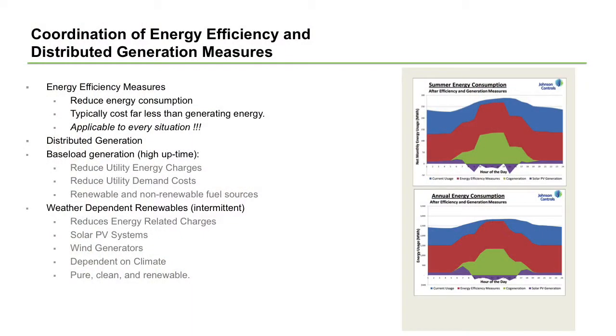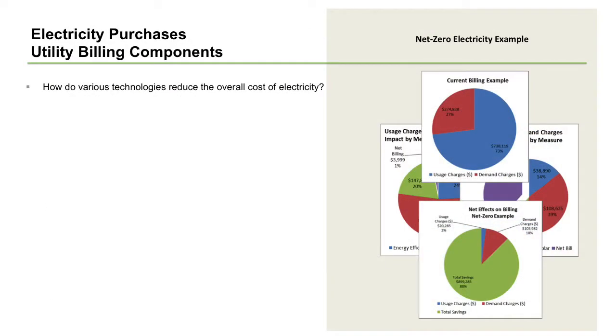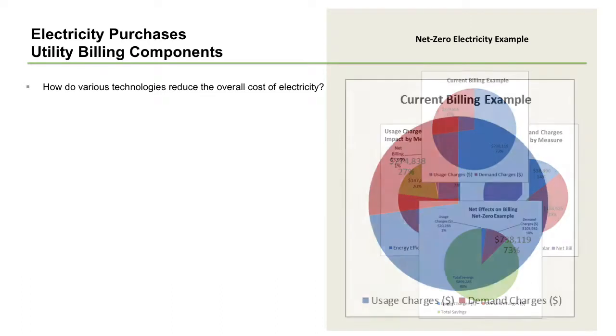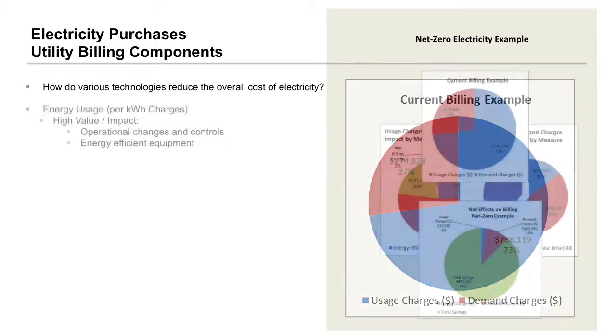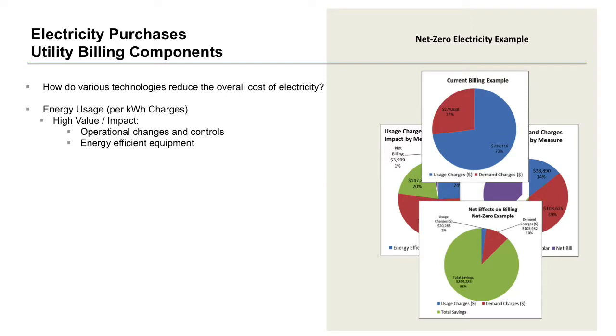The weather-dependent renewables, solar PV, wind, these are all dependent on climate. They really only address the energy usage because it isn't available all the time, but can create significant savings for the customer. So we talked a little bit about what a particular day looks like, but when you look at an electricity bill, this top chart here shows a demand portion in red and the energy usage portion of the bill in blue.